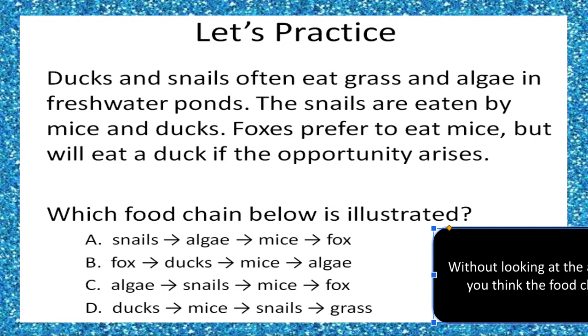So, the snails are eaten by mice and ducks, and foxes prefer to eat mice, but will eat a duck if the opportunity arises. We need to find a food chain below where the snails are eaten by the mice and ducks. So, that would be A, because the snails are getting eaten by the mice. But the foxes prefer to eat mice, so the foxes are eating the mice.